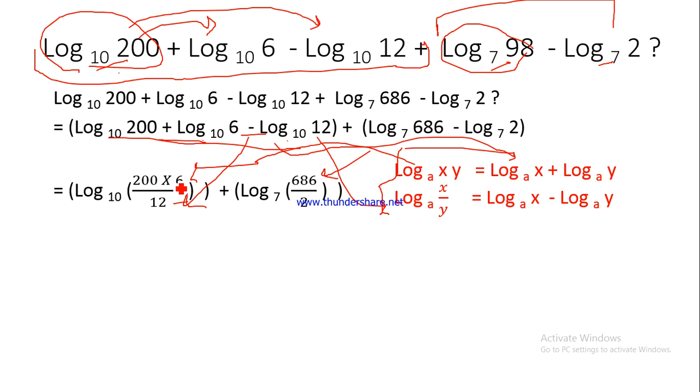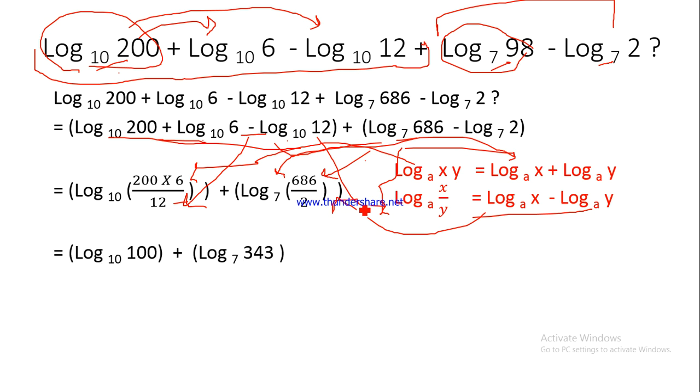So now this becomes log 10 base 200 into 6 divided by 12, and likewise here it becomes log 7 base 686 divided by 2, right? Here I have basically used this particular formula only, right? So now we are moving ahead. Log 10 base, we have cancelled 6, 2, and then 2 cancels out 200. So basically this becomes log 10 base 100, and this one would become log, when you cancel out these two terms, you will get 343.